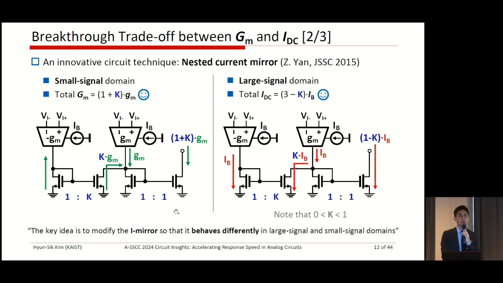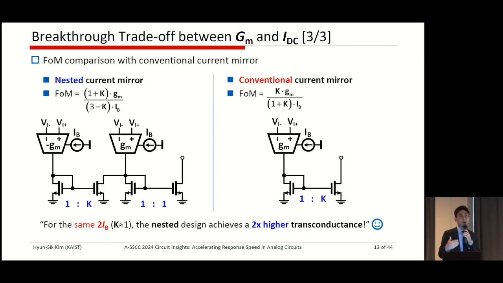So how is this key idea derived? One of the limitations of the conventional current mirror is that the working behavior is the same in the small signal domain as well as the large signal domain. By approaching this, we can separate the behavior of the current mirror. So the key idea is that the current mirror behaves differently in the large signal domain and the small signal domain, right? So we can break through the limitation of the current mirror.